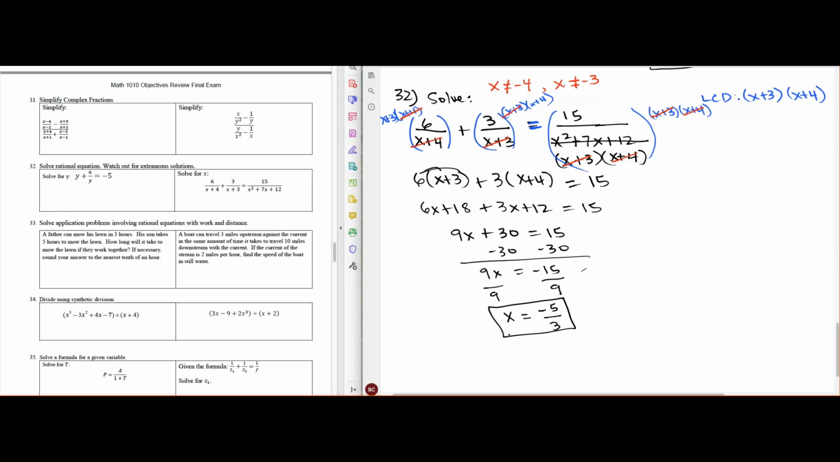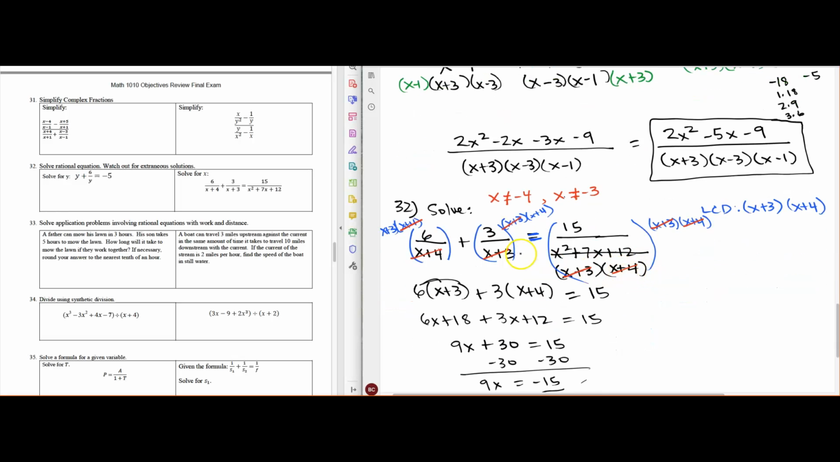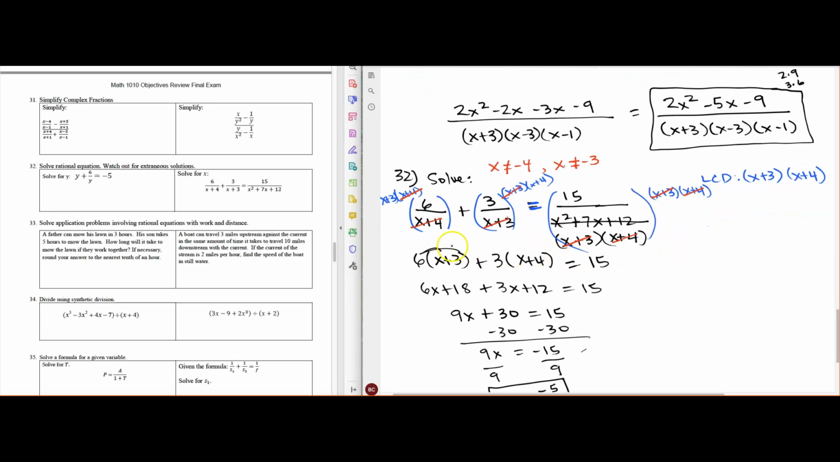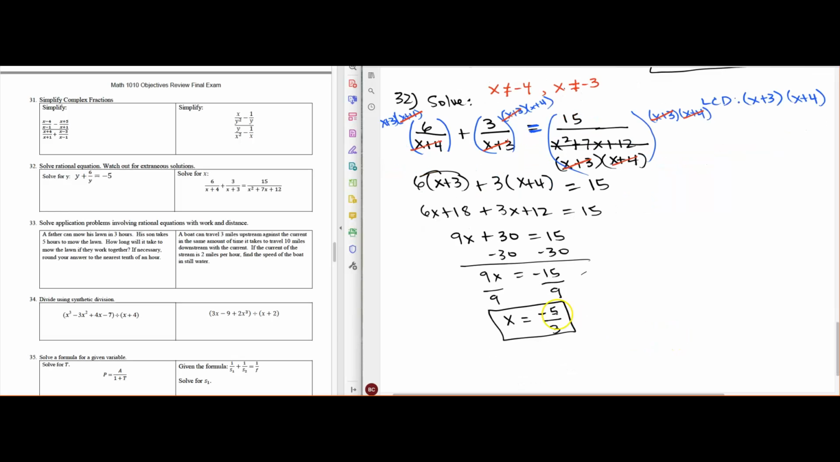All right, are you guys seeing the difference between 30 and 32? Here you have to work with the denominator because it's an expression, but if it has an equal sign in it to start off with, then you can kill the denominators. That makes it a lot easier to solve.